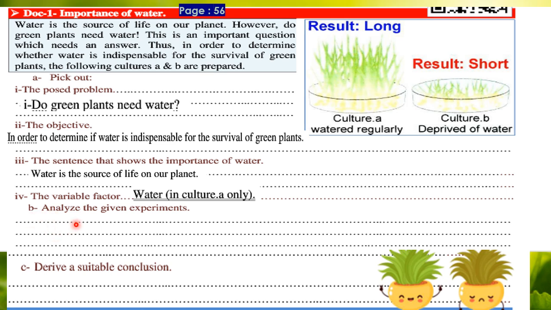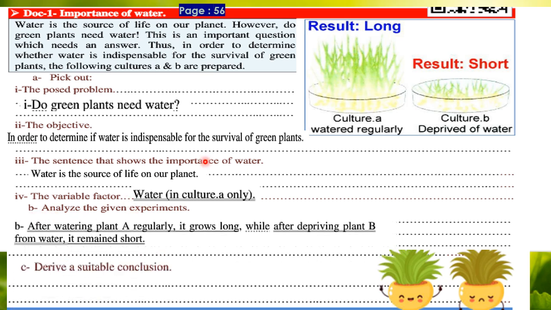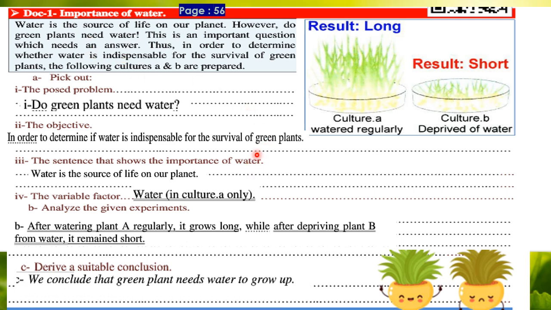Part B, analyze the given experiments. After watering plant A regularly, it grows long, while after depriving plant B from water, it remains short. This is the analysis here. Part C, derive a suitable conclusion. What do we conclude? Is water necessary for the survival of the green plants or not? Yes. So we conclude that green plants need water to grow up.